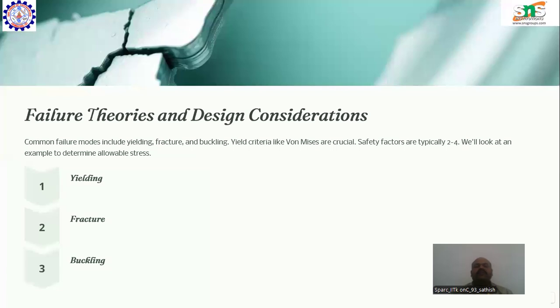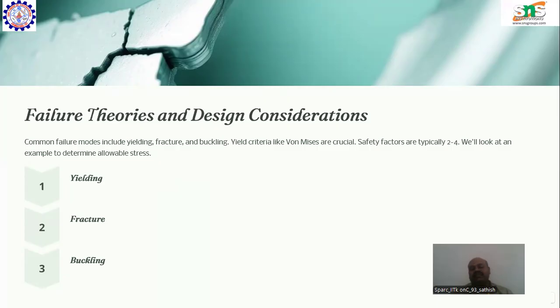So we have different failure theories for cylinders and spherical shells. The common failure modes include yielding failure, fracture failure, and buckling. Yield criteria like von Mises and Tresca are crucial. Safety factors are typically 2 to 4. We will look at an example to determine allowable stress.